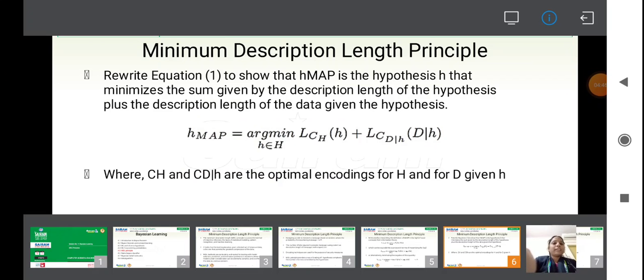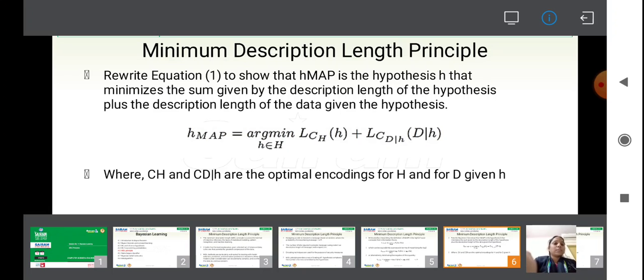From the above derived equation, we can rewrite the equation, that is H_MAP of the hypothesis, as the sum of the description length of the hypothesis and the description length of the data given the hypothesis. That is, we rewrite it as H_MAP equals arg min, where H belongs to capital H, L_CH(H) plus L_CD|H(D given H).